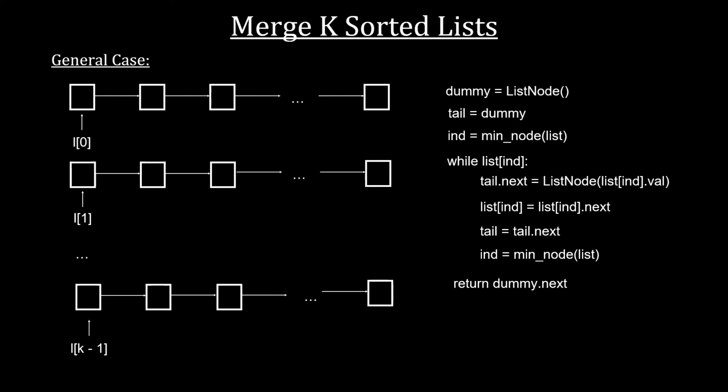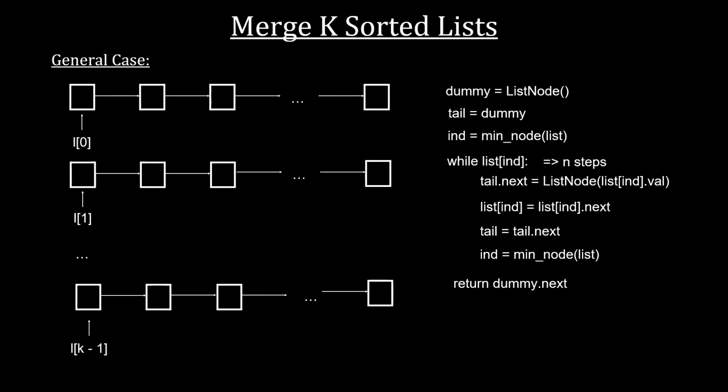Now let's get back to the main function and analyze its time complexity. The big question is, how many steps does the while loop do? Well, at each step of the while loop, we find the minimum node, we push that node into answer, and then we move to the next node from its list. So each step of the while loop corresponds to a different node from our k linked lists. And if we denote the total number of nodes in these linked lists by n, our while loop will perform n steps.